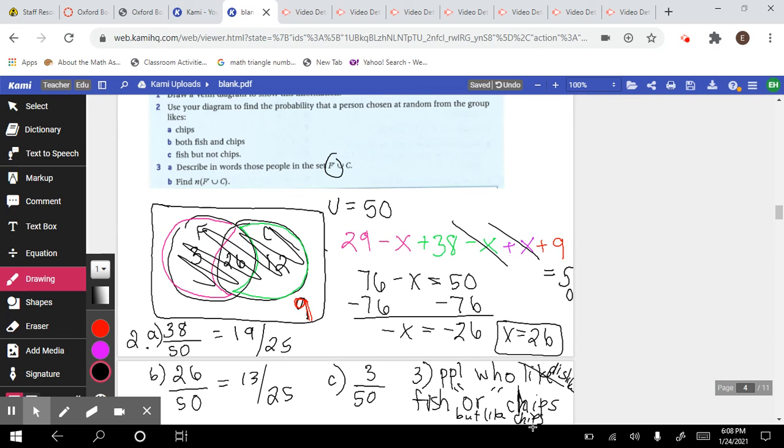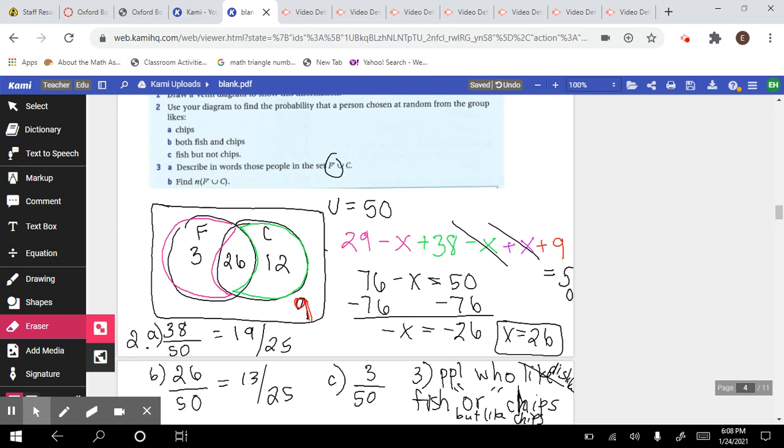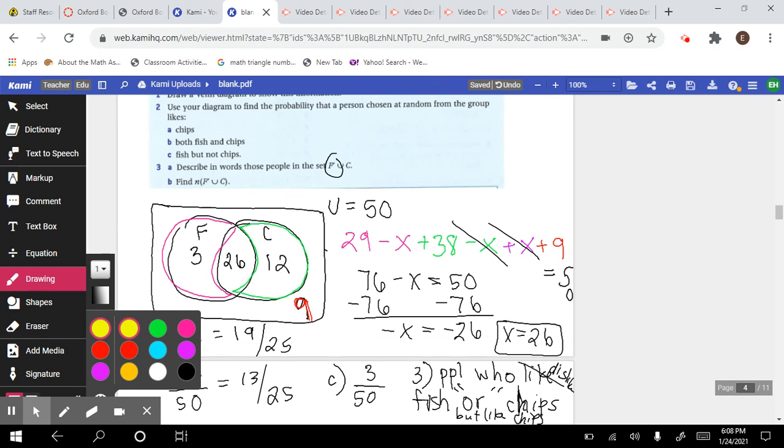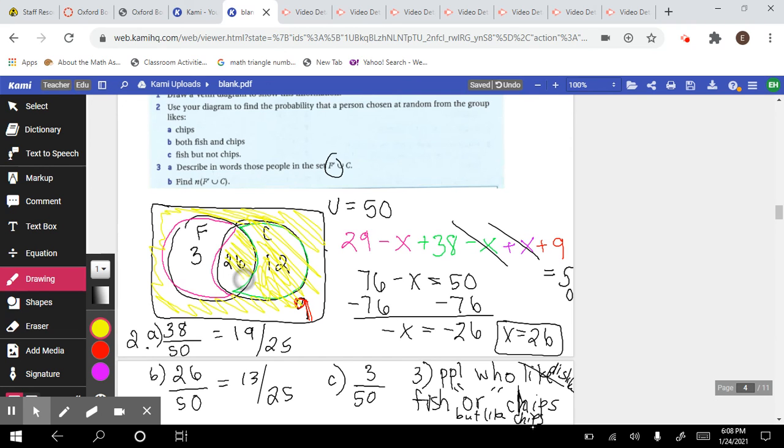Okay. Now we need to find this number of people. Let me see if I can reshade this. Yes. Let's try this again. Let's go yellow. So describe in words the people who do not like fish. That would be everything outside of the fish category. And then I'm going to add on the people that like chips, so that would be adding on this little middle section. The number of people in that category would be everyone except for these 3 people just in the fish category. So that would be 47.